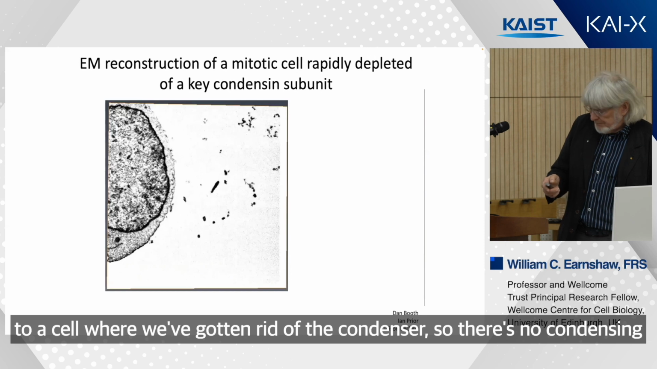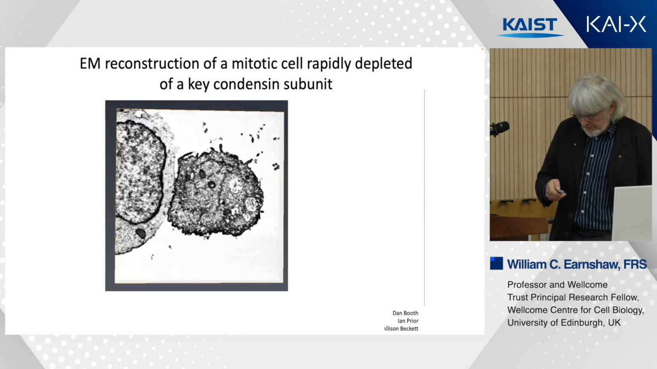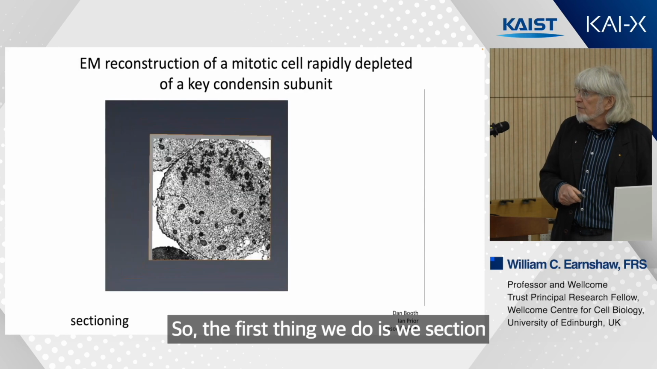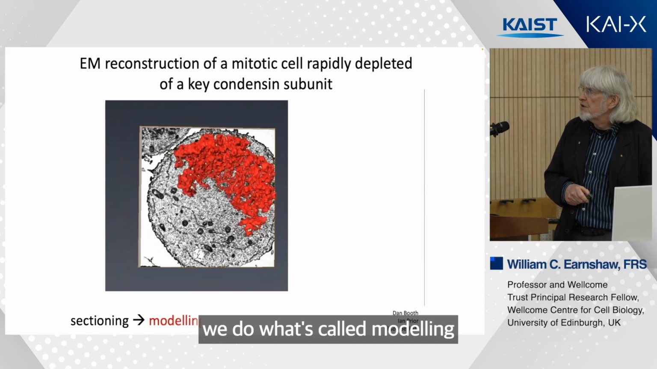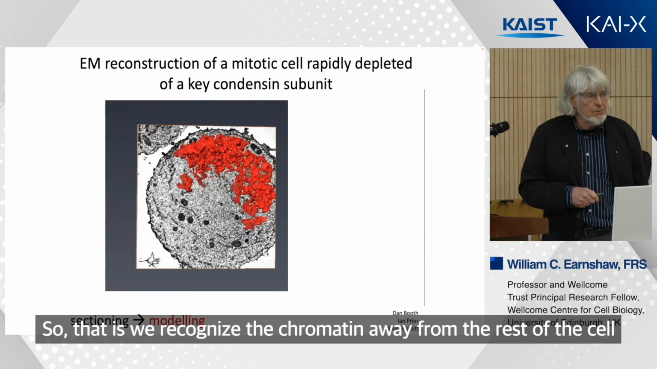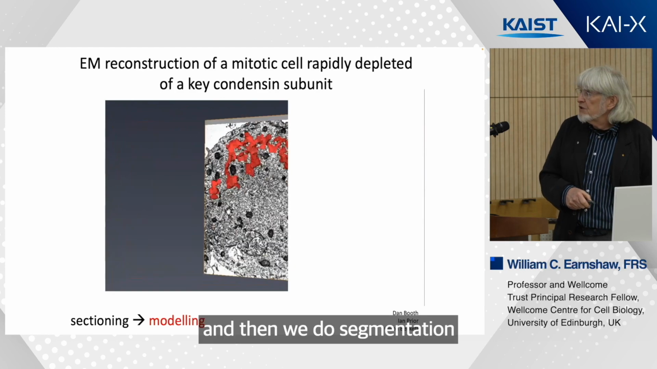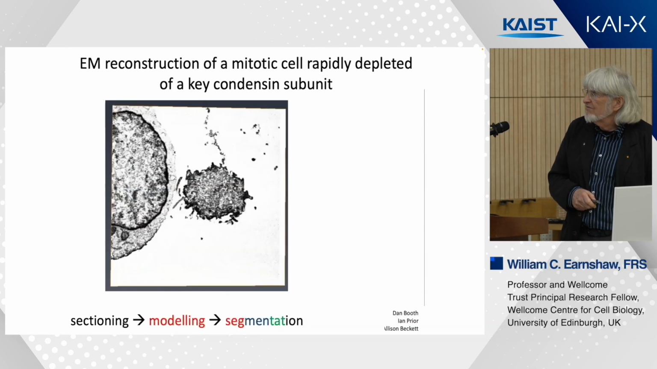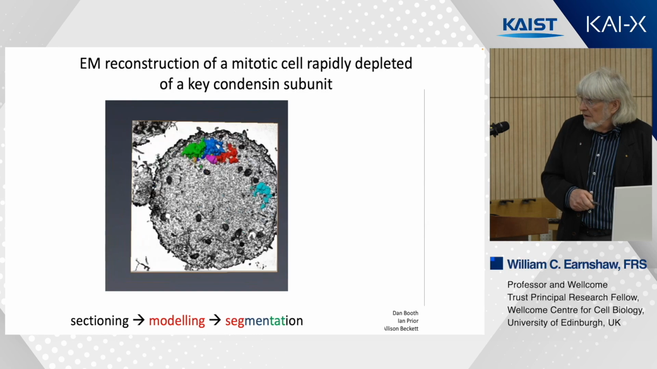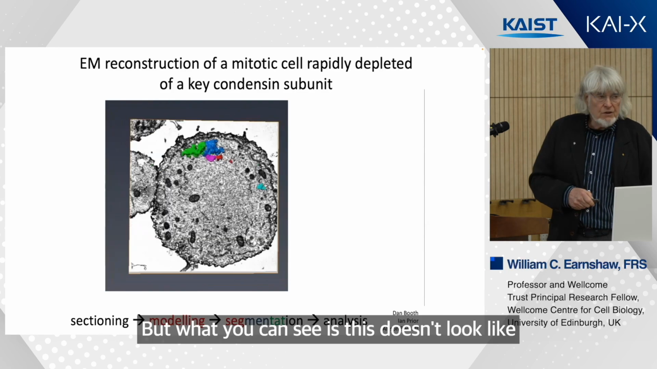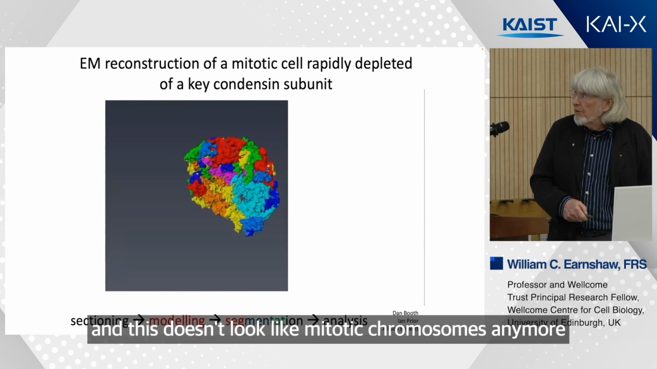Here is a cell where we've gotten rid of the condensin, so there's no condensin. The first thing we do is we section. Then, using a very sophisticated image processing protocol, we do what's called modeling, that is, we recognize the chromatin away from the rest of the cell. And then we do segmentation, which is we separate the separate chromosomes. And then we can analyze it. But what you can see is that this doesn't look like mitotic chromosomes anymore.